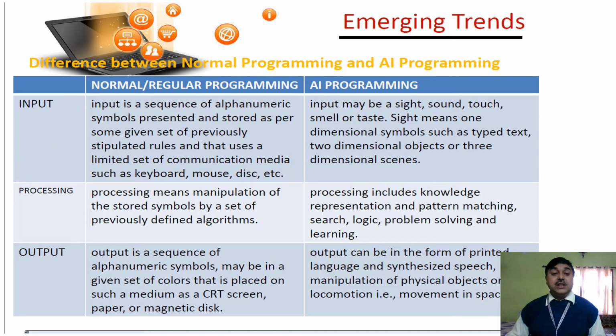So when we are using artificial intelligence on a huge scale, what is the difference between normal programming and artificial intelligence programming? In normal programming, input is a sequence of alphanumeric symbols, presented and stored as they were given and stipulated previously, communicated from the keyboard, mouse, disk, etc. But in AI, input can be given as sight, sound, touch, like I am doing this one. This is sound, sight, touch, everything. Nowadays smell and taste are also added. So all these things are added to it.